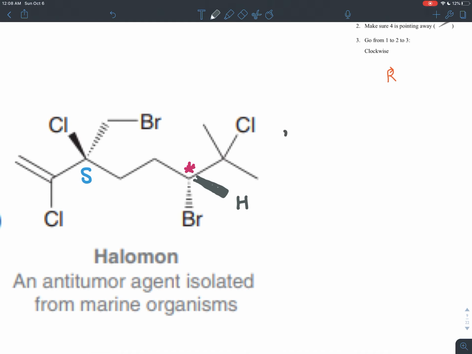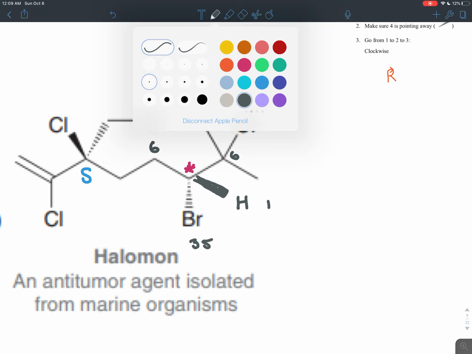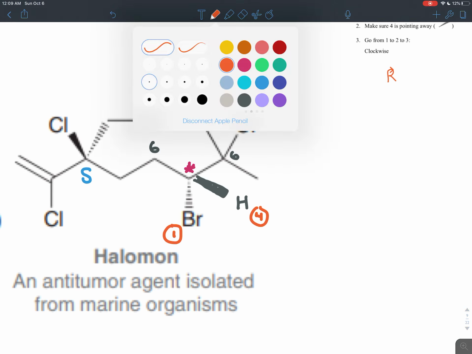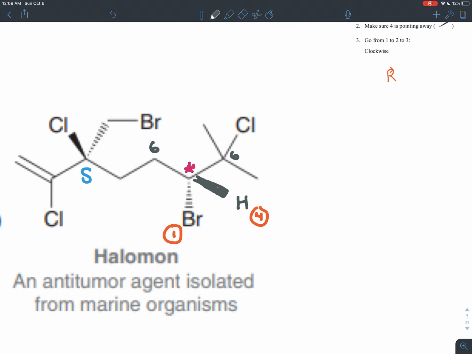So the first step is to assign priorities based on atomic number. Now, the atomic number for carbon is 6, the atomic number for hydrogen is 1, the atomic number for bromine is 35, and the atomic number for carbon is 6. So immediately we can see that bromine has the highest atomic number, so it's going to get the highest priority of 1. Hydrogen has the lowest atomic number, so it's going to get the lowest priority of 4. And the two carbons tie.